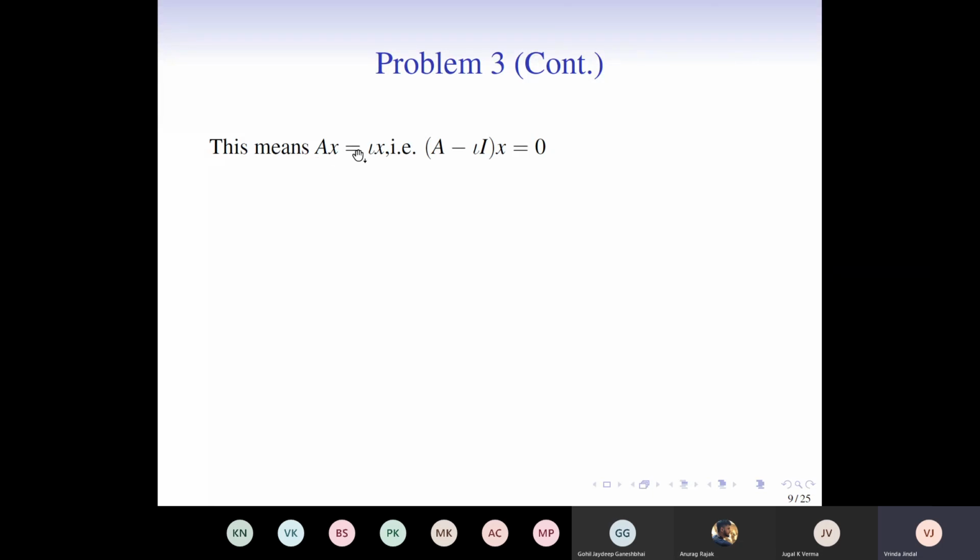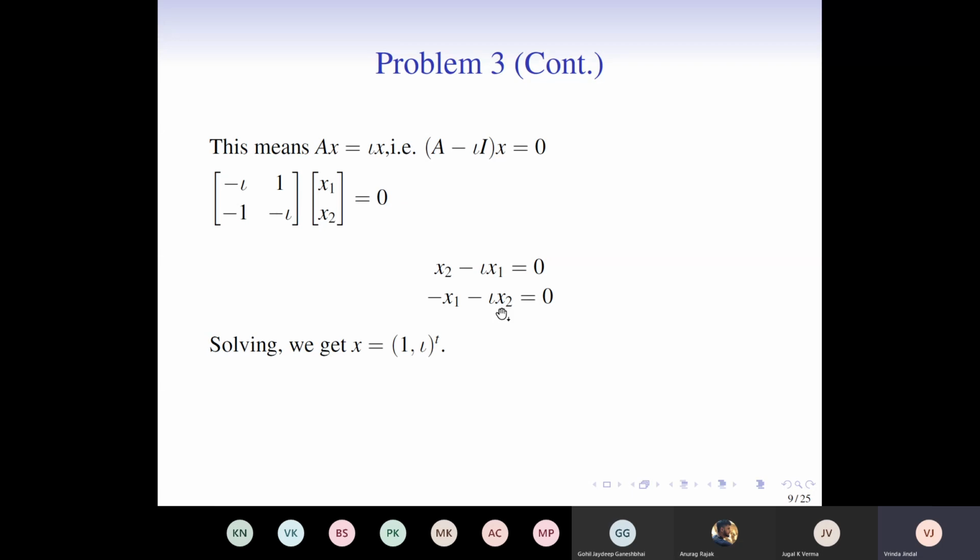This means that A of x is equal to iota times x, so (A minus iota I) x equal to 0. So what is A minus iota I? It is this matrix; multiply it by x and we find its solution. It gives us two equations, and it's a very simple system to solve. Multiply the first equation by iota and add them to get rid of x2, and we get the value of x1 as 1. Put it in either of the equations to get the value of x2 as iota.